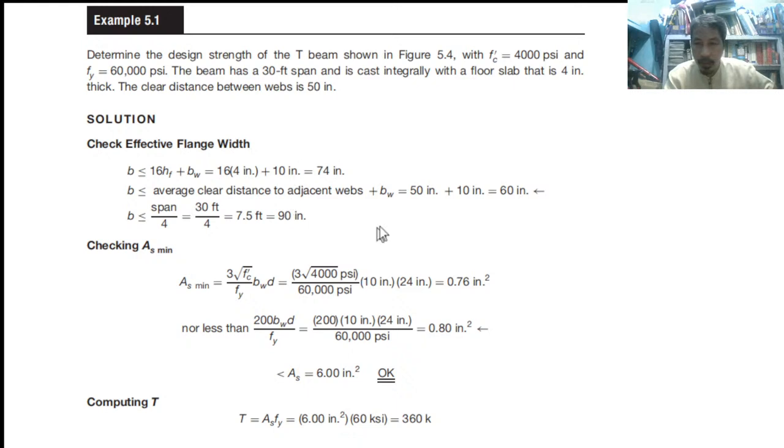As I said a while ago, you choose the smaller. You can use this or less than this, because this is the maximum. You can use 60 or less than 60. It depends on the engineer. If he wants to use 50 rather than 60, it's okay, because this is the maximum. You cannot use 65, but you can use 50. Do we follow?